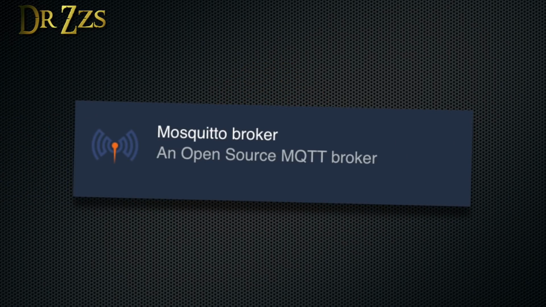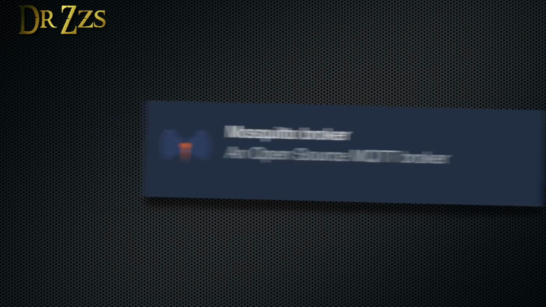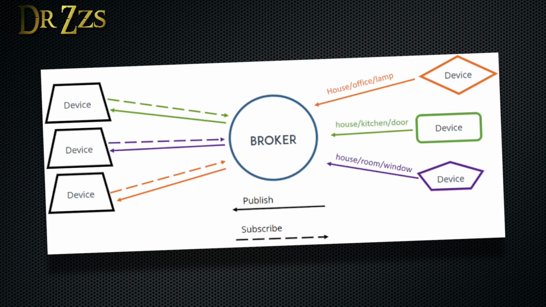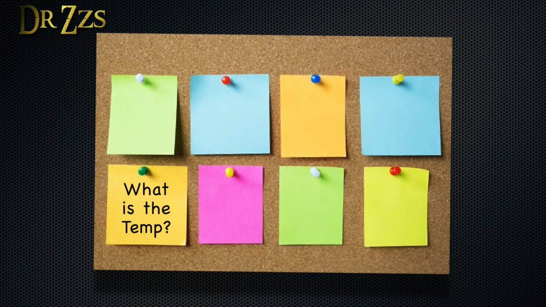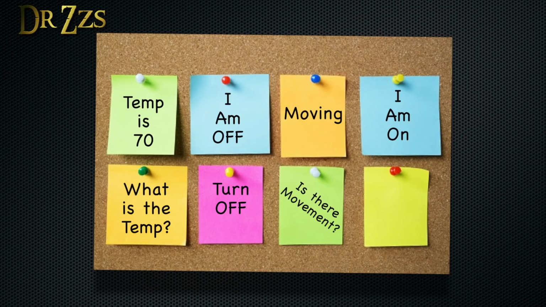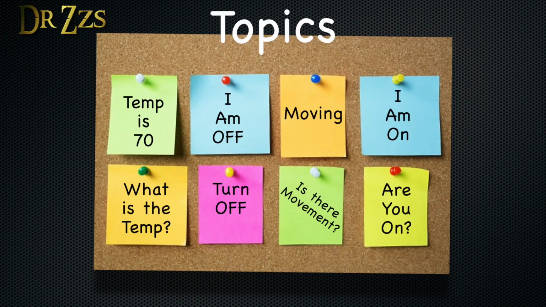Number 8 is Mosquitto. Mosquitto is an MQTT broker. In case you'd never heard of MQTT before, it's a communication system for smart home devices. The broker is the communication hub for all the smart devices, which are called clients. I think of the broker as a big board full of post-it notes. The clients are the ones posting the notes and reading the notes. But each client can only read notes published on specific topics.